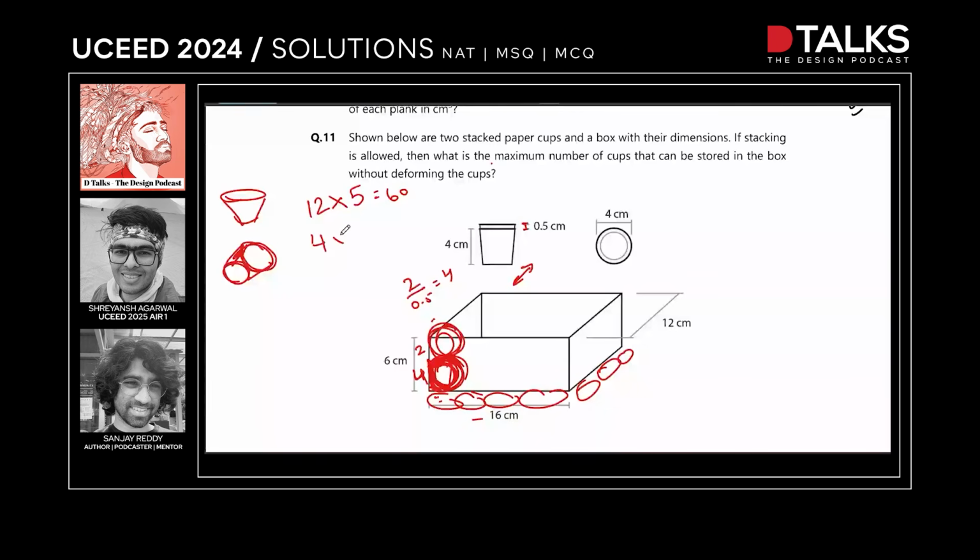Now, how many cups are you going to be storing in each column? That you will calculate using 12. So out of 12, 4 centimeters would go to the first cup. From the 8 centimeters, every cup will be using 0.5. That gives you 16 cups. So that's a total of 17 cups, right? 4 times 17, that is 68.